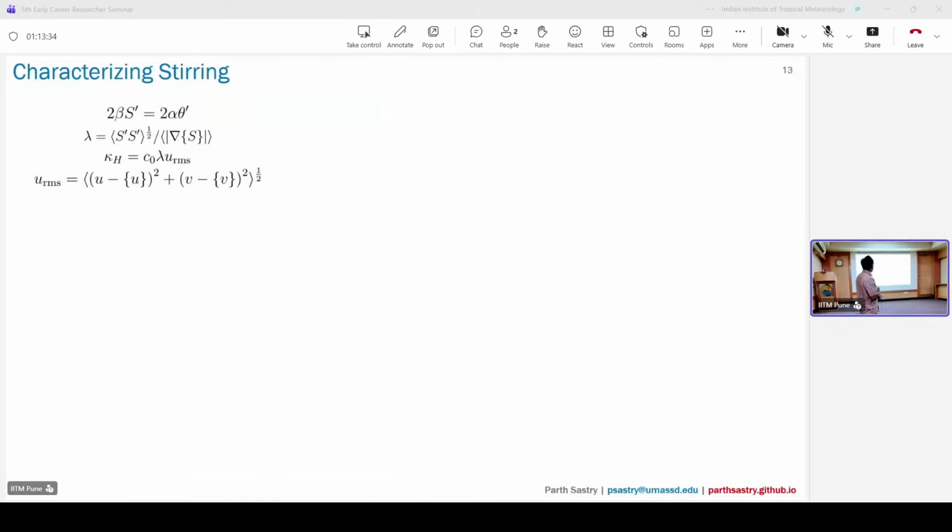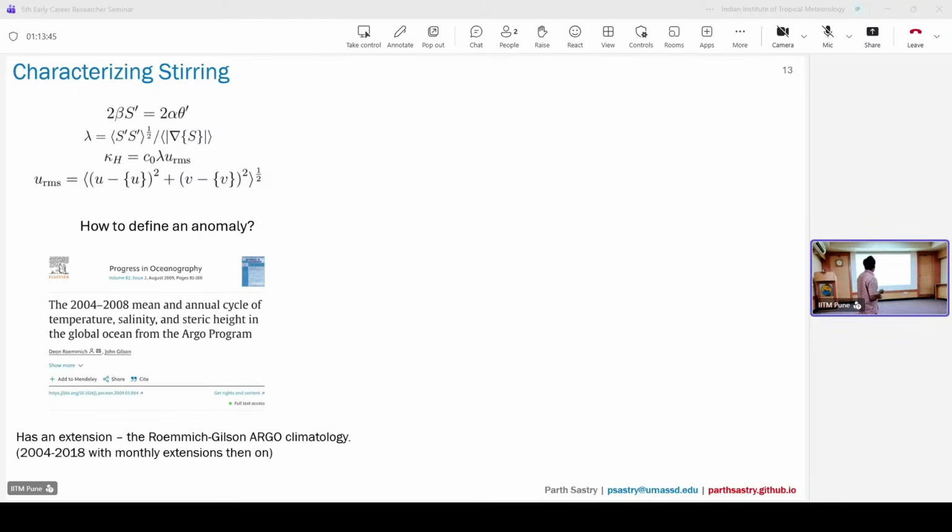Okay, so you have this key set of equations that you're going to use to characterize kappa H. How do you define this S prime or theta prime, which is essentially the salinity or temperature anomaly associated with stirring? Well, you're going to measure the salinity and temperature properties of the water column, and then say how much they are deviating from the mean, or from what the water column should be doing. And to define what the water column should be doing, we use something called a climatology.